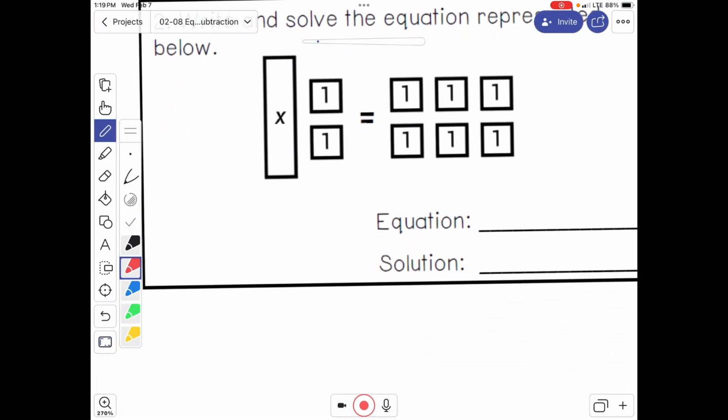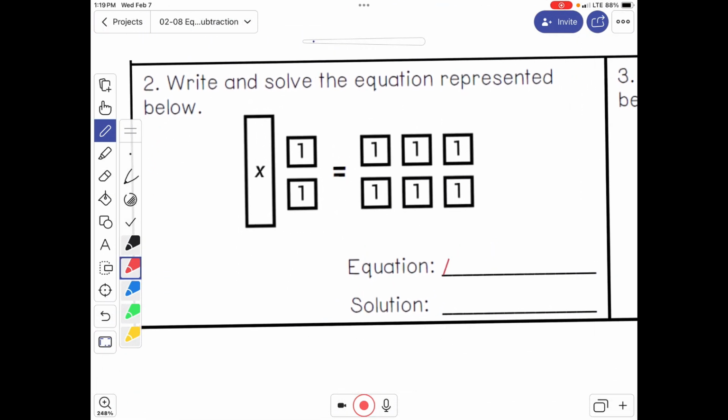Let's try another model. I have 1x, and then I have 2 positives, an equal sign, and then there are 6 positives on the other side. So my equation is x plus 2 equals 6. I didn't leave the 1 in front of the x because it's just understood if there's no number, there's just 1. So what plus 2 would give me 6?